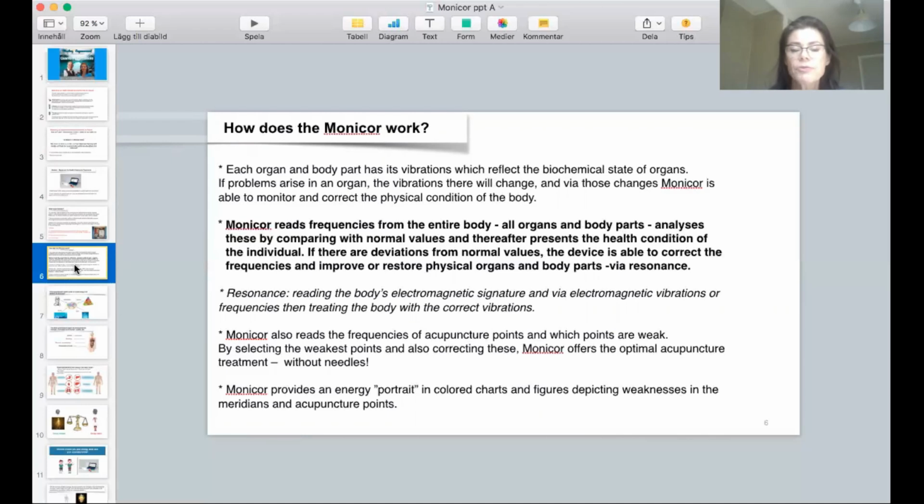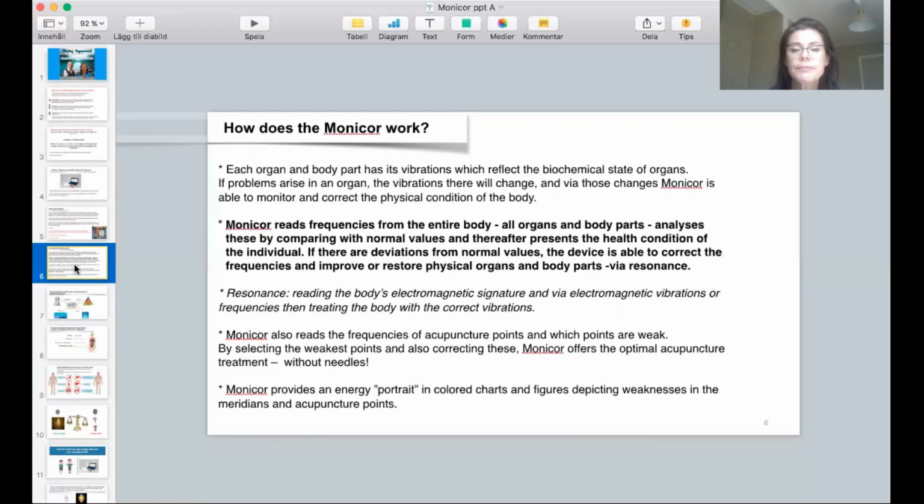So it reads the frequencies from the entire body, every organ and body part. It analyzes these frequencies by comparing them with normal values, and then it presents the health condition of that person. So if there are deviations from normal values, the device is able to correct the frequencies and improve or restore physical organs and body parts via resonance. And then just to explain resonance a bit further, it is when the system is reading the body's electromagnetic signature, and via these electromagnetic frequencies, then treats the body with the correct vibrations.